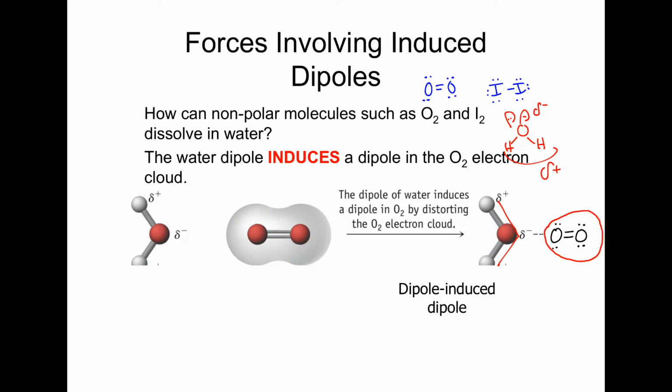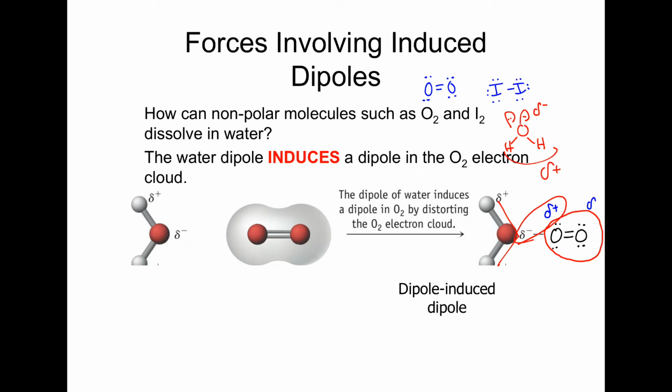And that induces a dipole, which means now this is the slightly more positive side, and this is the slightly more negative side. And the way that I'm drawing my electron cloud over here, I'm just saying that there are more electrons on this side of the molecule than there are on this side of the molecule. And now because there are those partial charges, the water molecule and the oxygen gas can be attracted to each other.